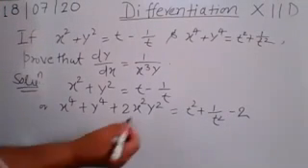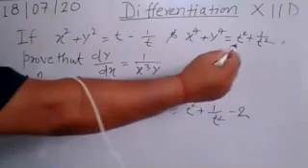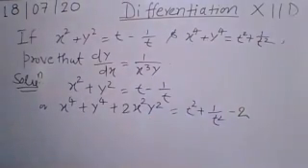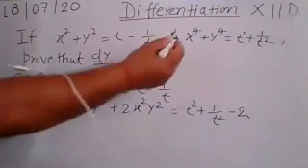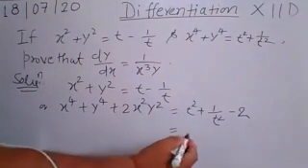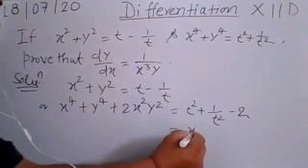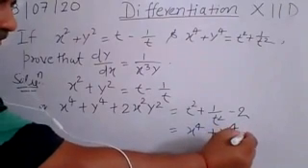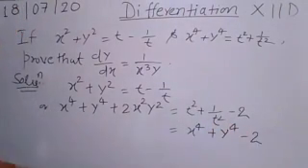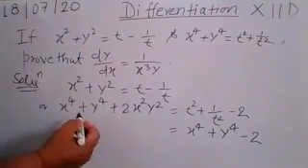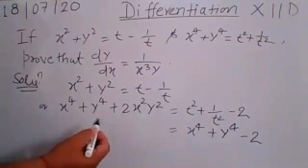Understand? Now the value of t square plus 1 upon t square is given as x to the power 4 plus y to the power 4. So in place of t square plus 1 upon t square, you can write x to the power 4 plus y to the power 4, and here you have minus 2. In this way, you have your equation in terms of x and y.